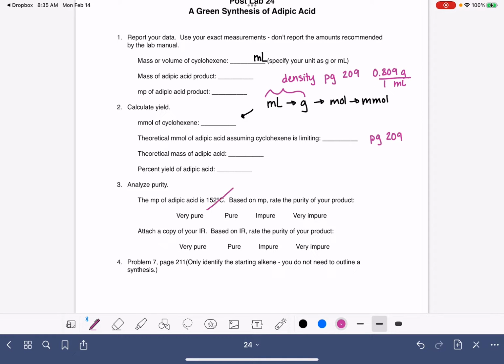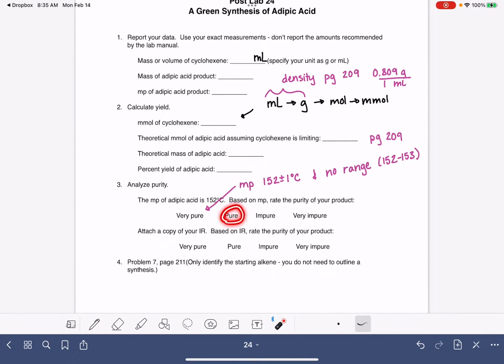In order to have a very pure substance, the melting point should be right at 152. I would say plus or minus a degree, just to give a little bit of room for error on the melting point machine. And you also want to have everything melting at 152. So I would say no range, meaning it doesn't start melting at 152 and then finish melting at 153. You don't want to see something like that. That would be very pure.